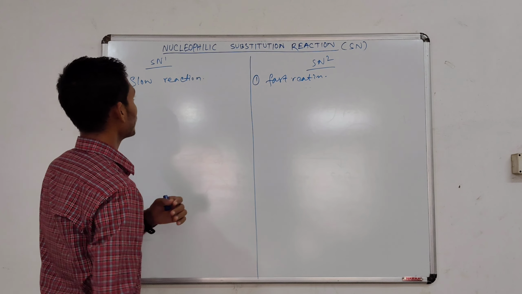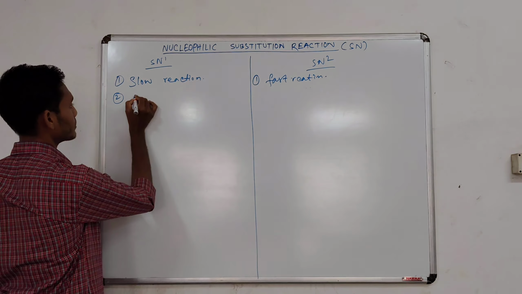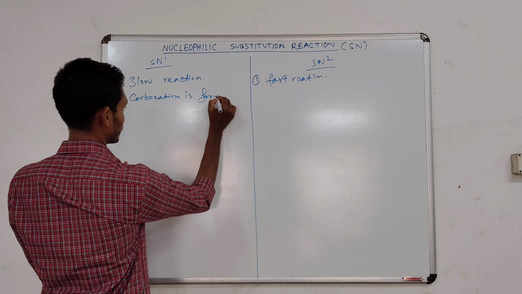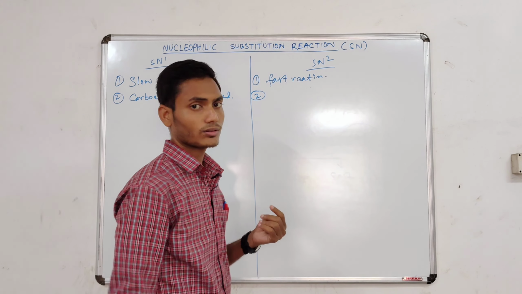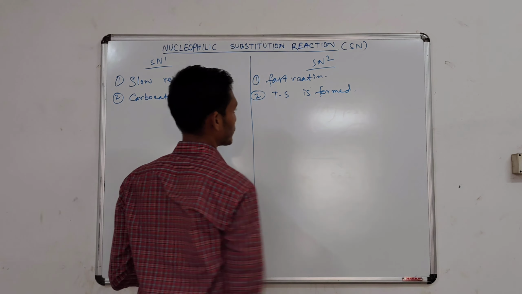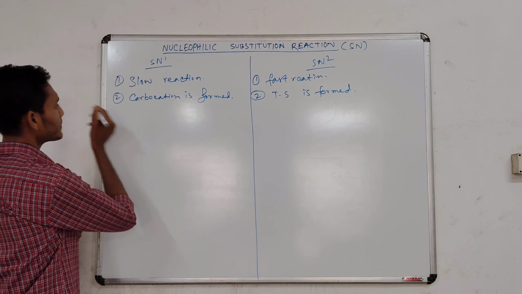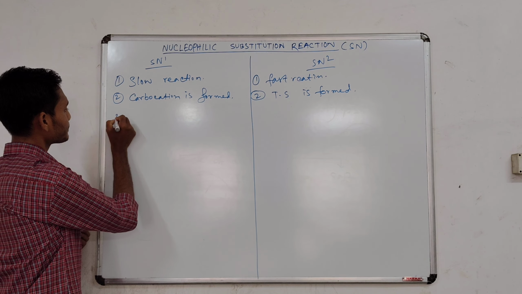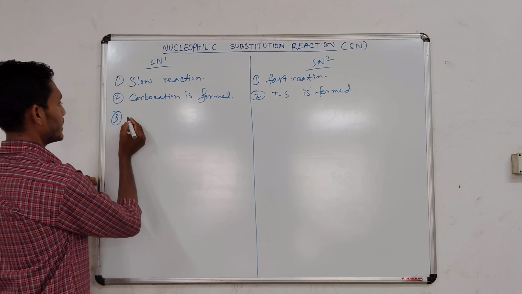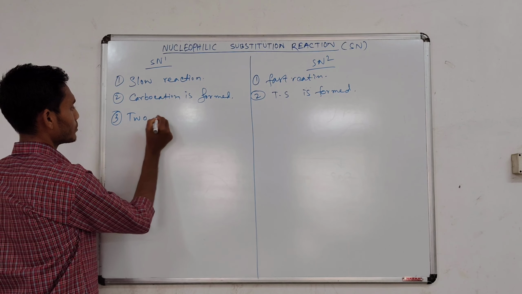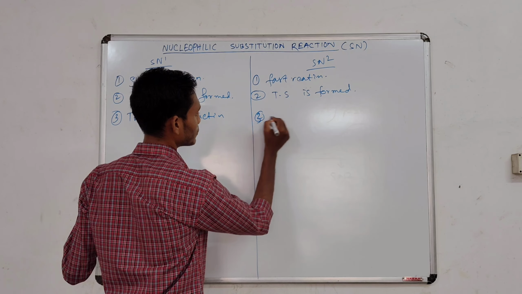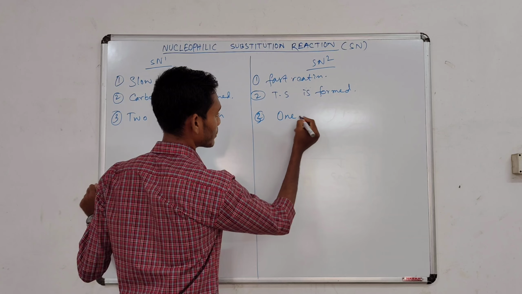Here in SN1 reaction, carbocation is formed. Here in SN2, a transition state is formed. In SN1 reaction, backside attack is not possible, or we can write it is a two-step reaction. SN2 is a one-step reaction or single-step reaction.